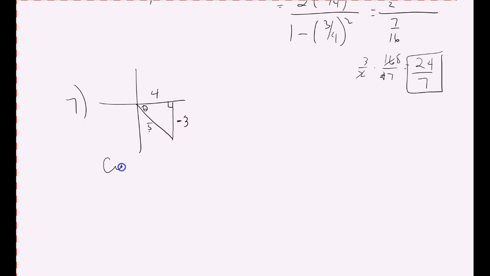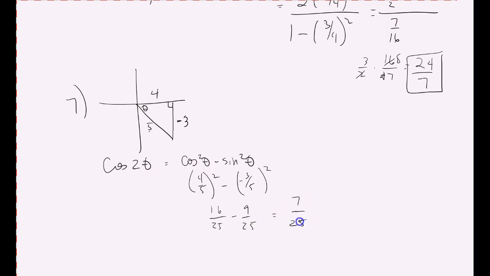Now it wants the cosine of 2 theta. So once again, use whatever formula you want. Well, let me use the other one just to show you that it works. Cosine squared minus sine squared. And so the cosine of this is just 4/5 squared minus, and now the sine would be negative 3/5 squared. And so that would be 16 over 25 minus 9 over 25, and it's 7 over 25. All right, so I'm getting 7 over 25 for that one. All right, cool. Number 8.